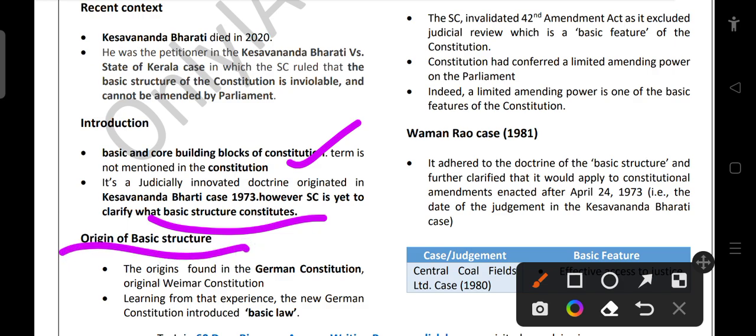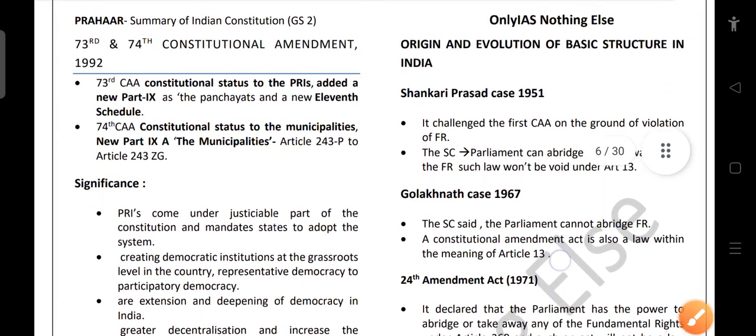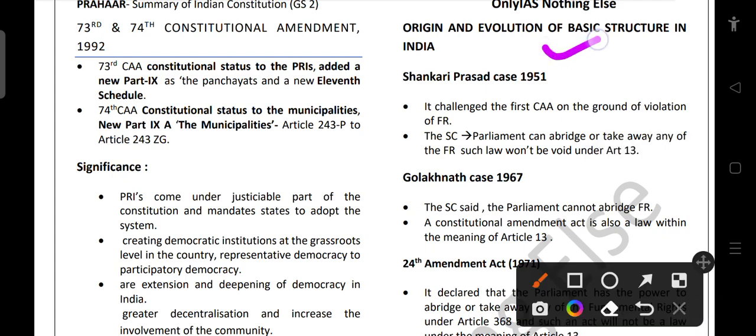Origin of basic structure. The origins are found in the German Constitution, the original Weimar Constitution. Learning from the experience, the new German Constitution introduced the Basic Law. And then, origin and evolution of basic structure in India.